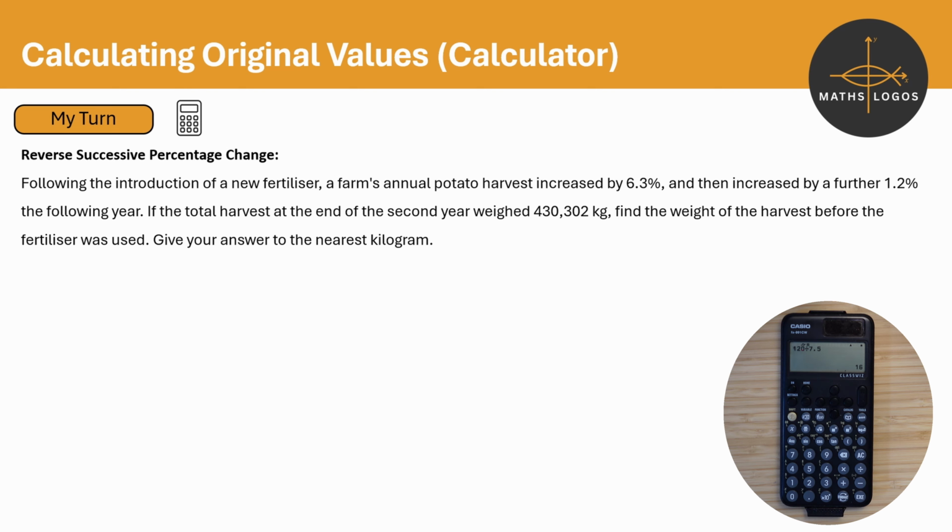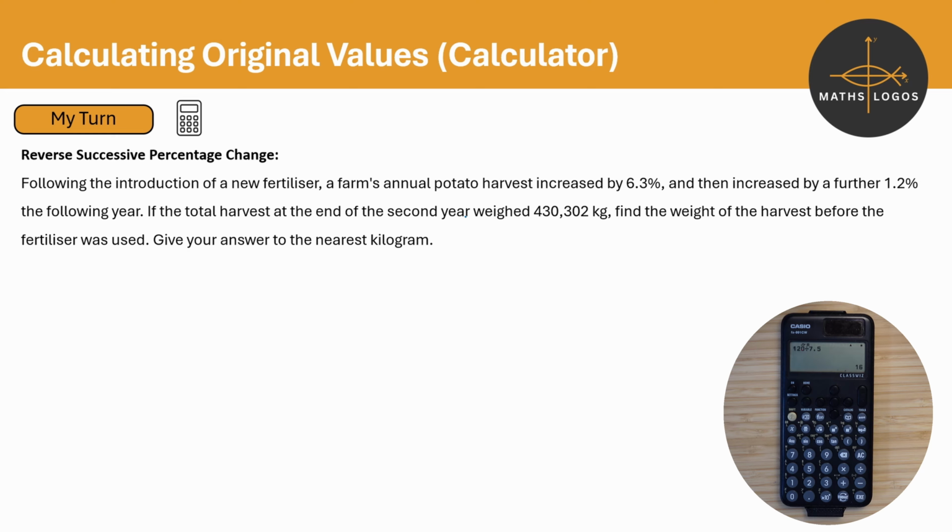Our last type of example is a reverse successive percentage change. So in other words, there's been 2 or more percentage changes to a value. We get our final, and we want to work our way back to the original. Following the introduction of a new fertilizer, the farm's annual potato harvest increased by 6.3% and then increased by a further 1.2% the following year. If the total harvest at the end of the second year weighed 430,302 kilograms, find the weight of the harvest before the fertilizer was used. Give your answer to the nearest kilogram.